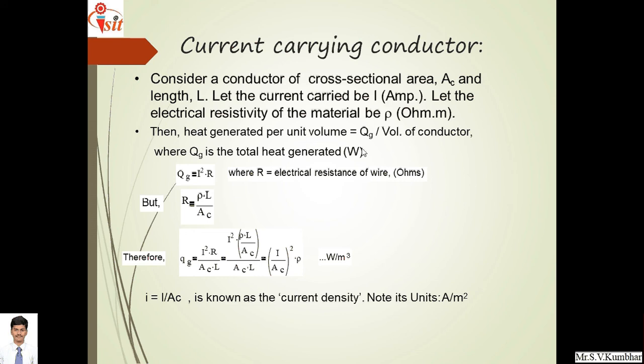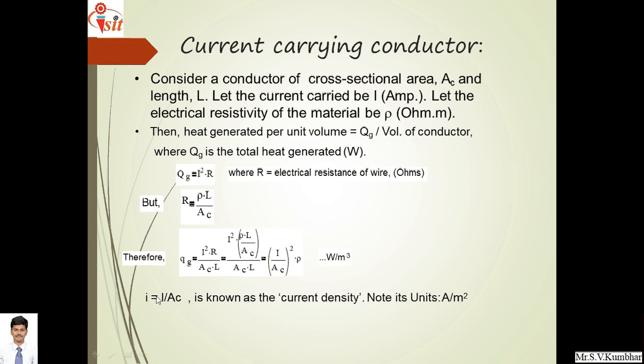Then heat generated per unit volume, small qg, is equal to Qg upon volume of conductor, where Qg is the total heat generated, which is given as I square into R, and volume of conductor is written as area into its height. But R is equal to rho into L upon AC. Therefore, in this equation, we will replace the value of Qg as I square R, and volume of conductor is AC into L. After that, replacing the value of R by this equation, rho L upon AC, here we will get (I upon AC) bracket square into rho, which will be in watt per meter cube.